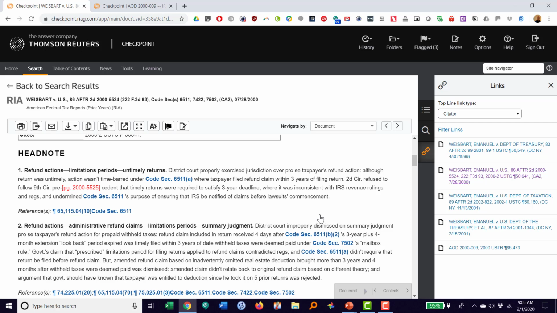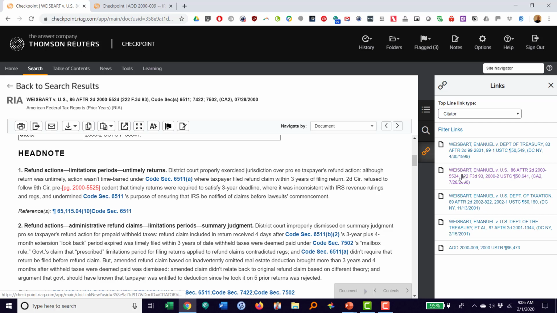The second issue is quasi-related, but it was a case where they threw out a second refund claim the taxpayer had because in that case in Weisbart, that one was done after the date and didn't make sense that it was implied by the one that was timely filed. That's a different issue.